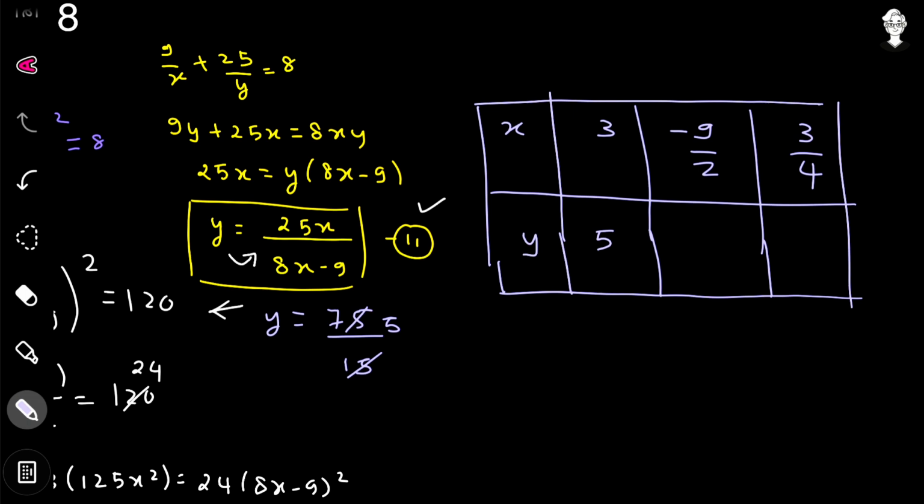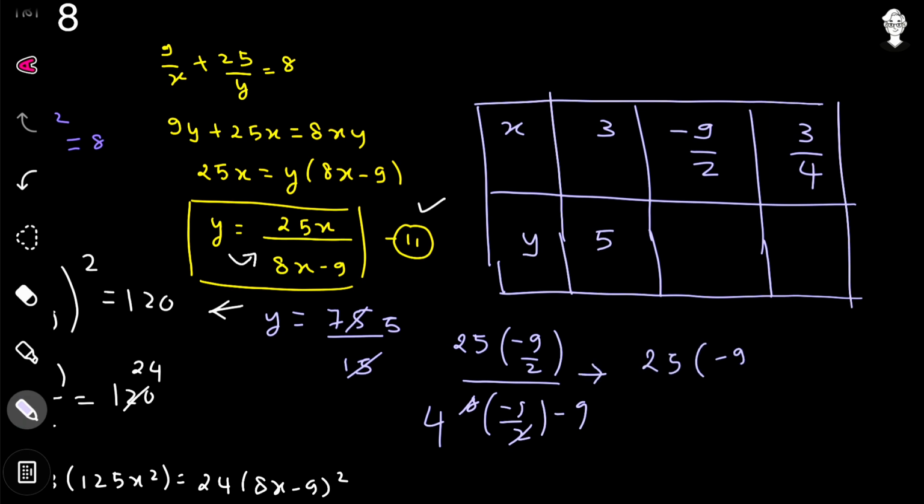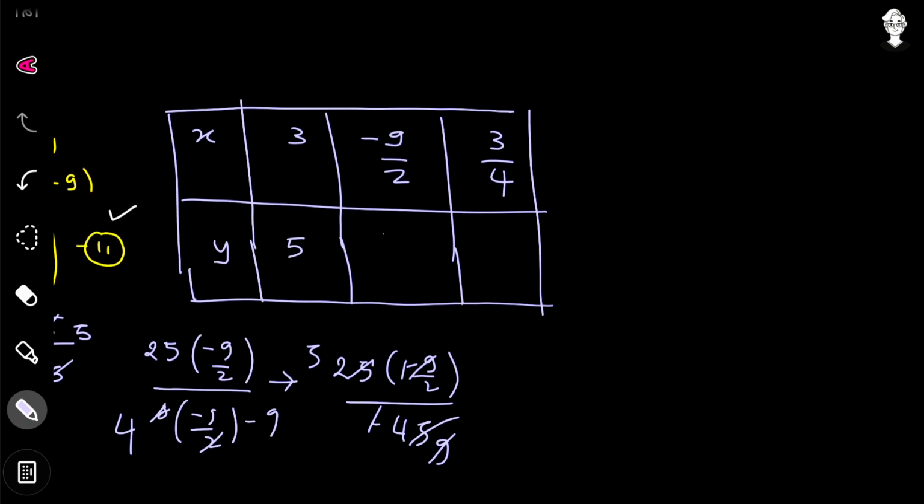Now let us replace x is equal to negative 9 upon 2. So 25 multiplied with negative 9 upon 2. In the denominator, 8 multiplied with negative 9 upon 2, so 2 and 4. So this thing will give 25 into negative 9 upon 2, and in the denominator 4 into negative 9, that's negative 36, and negative 36 minus 9 is going to be negative 45. So negative and negative got cancelled out. From the table of 5, it goes 5 and it goes 9, 9 and 9 got cancelled out. So for x is equal to negative 9 upon 2, we finally have that y is going to be equal to 5 upon 2.